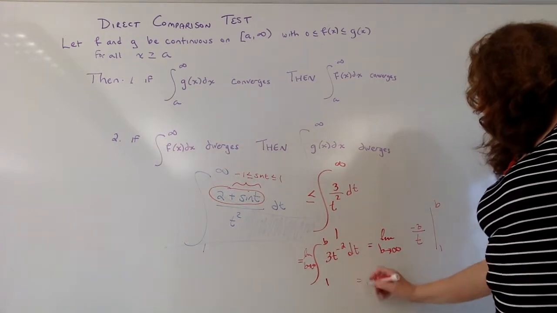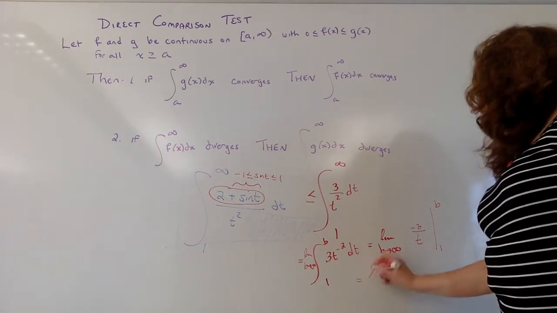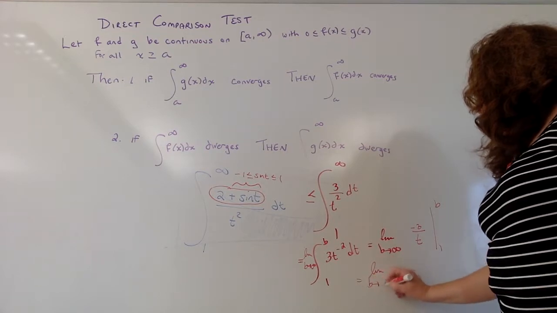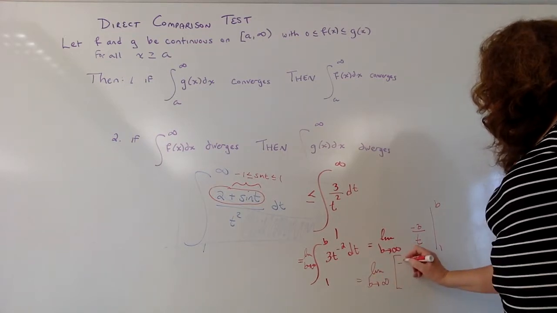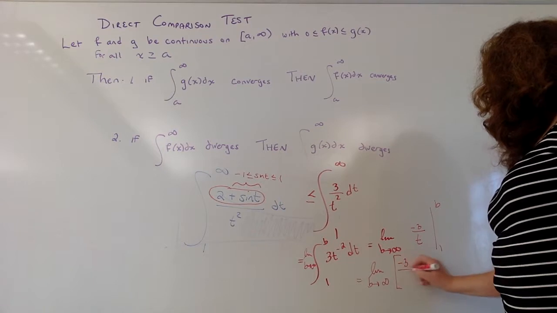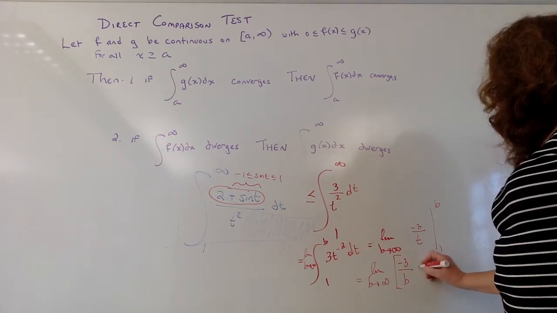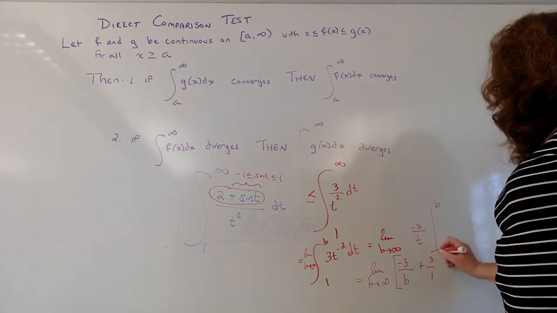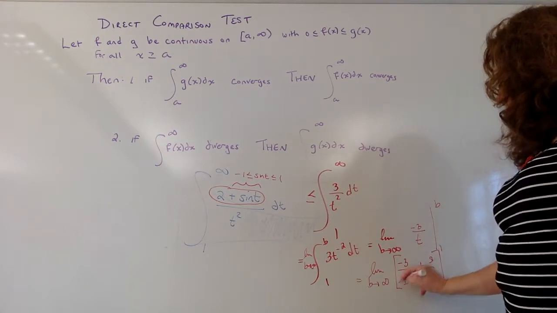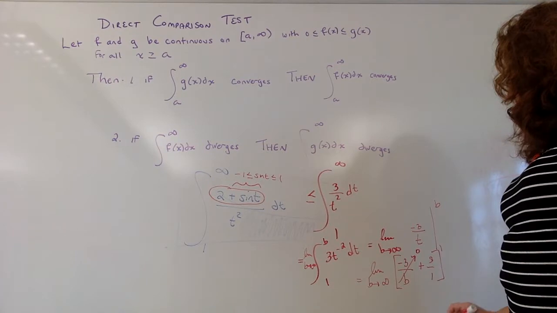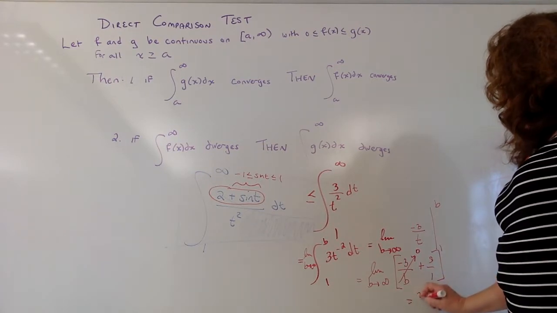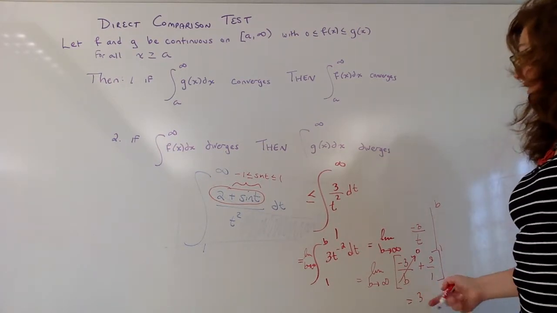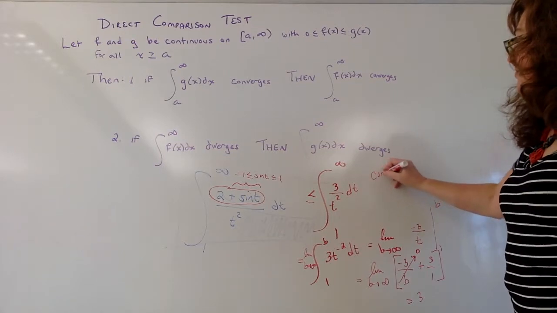Well, what's that equal to? That's equal to the limit as b approaches infinity of -3 over b minus -3 over 1. Well, as b approaches infinity, this approaches 0. So this limit is equal to 3, which is finite, so this converges.